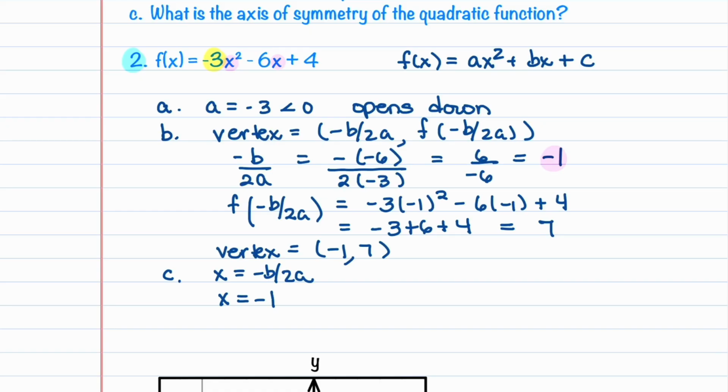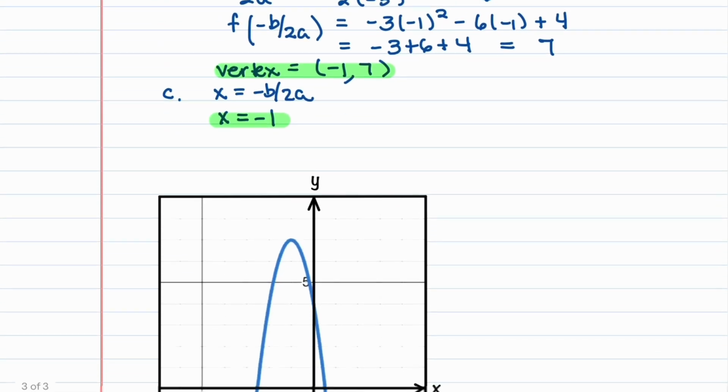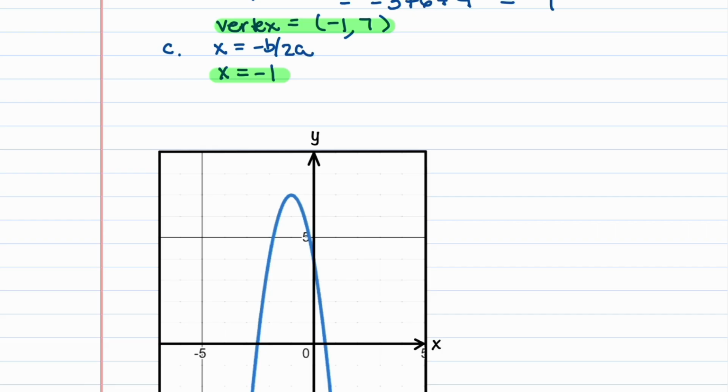Let's go ahead now and highlight all our answers. Our parabola opens down. It has a vertex at (minus 1, 7), and an axis of symmetry x equal to minus 1. Let's look at our graph and see if this is true. We have a vertex equal to (minus 1, 7), and then our axis of symmetry is indeed x equal to minus 1. I hope that you now feel more comfortable working with parabolas. You know how to determine if they open up or open down. You know how to find the vertex and the axis of symmetry.